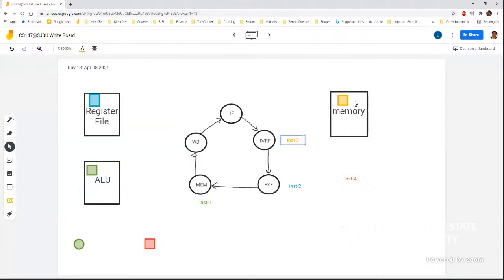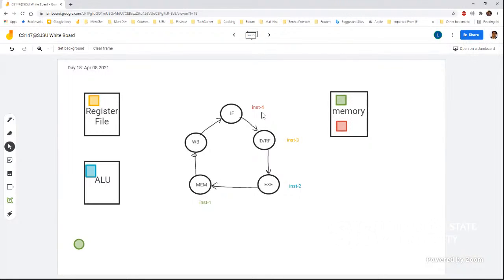Instruction 1 is now using the memory, instruction 2 is using the ALU, instruction 3 is using the register file, and the processor wants to bring in instruction 4. Now you see that at this specific time point, the memory is being accessed by both instruction 1 and instruction 4.